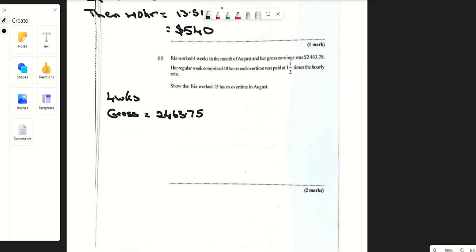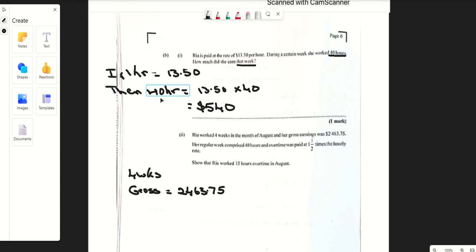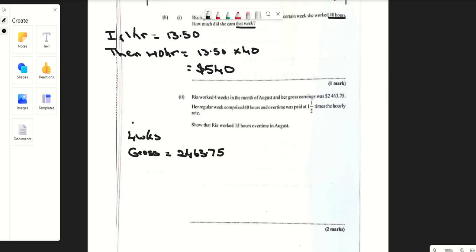Week comprised of 40 hours and overtime was paid at 1.5 times the hourly rate. Show that Rhea works 15 hours overtime in August. So first off, we know that for 1 week, how much is she earning? $540. So if 1 week is equal to 540, then for 4 weeks would be 540 multiplied by 4, you're going to get $2,160. That is how much for 4 weeks without any overtime.